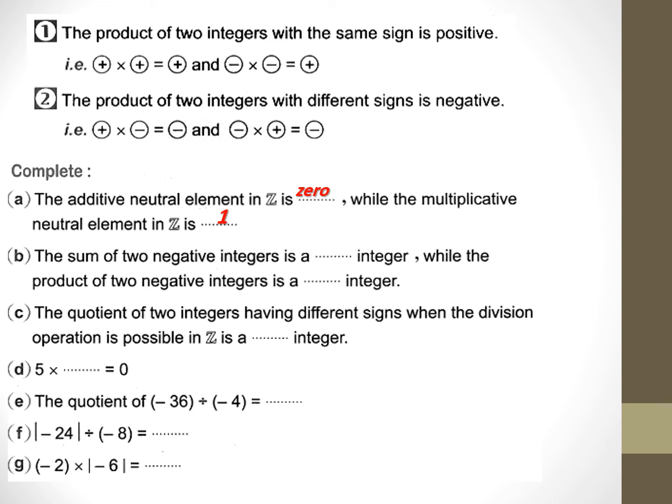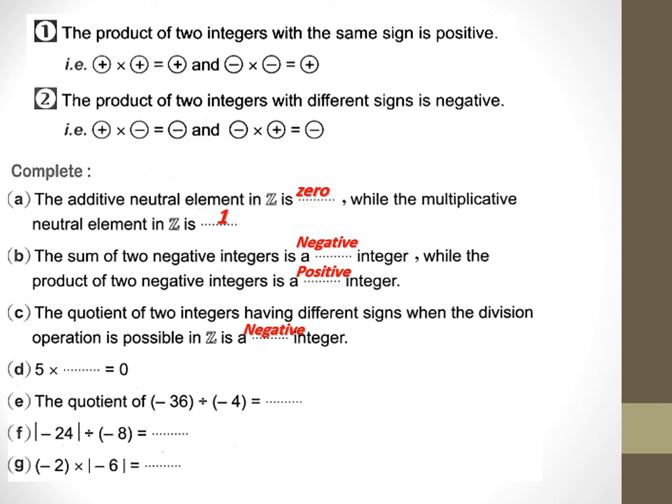The sum, the addition operation, of two negative integers will be a negative integer, while the product, the multiplication, of two negatives is positive. The quotient is the division operation for two integers having different signs, when the division operation is possible, and the result is a negative integer. Negative 6 divided by 3 equals negative 2. Negative 1 divided by 1 equals negative 1.